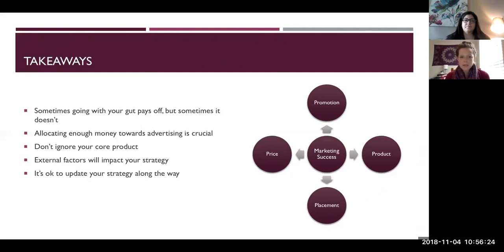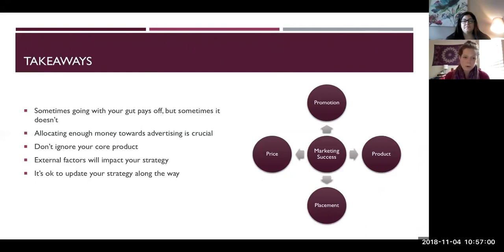Another takeaway is to allocate enough money towards advertising, which is something I touched on before as well. If you take money away from your core product, you might lose some of your loyalty from your customers. So make sure to keep enough advertising budget so you're not going to see a decrease in sales. This also ties into my third point, don't ignore your core product. That's what people know your brand for. So if you ignore that, that's probably going to be reflected in your stock price later on.